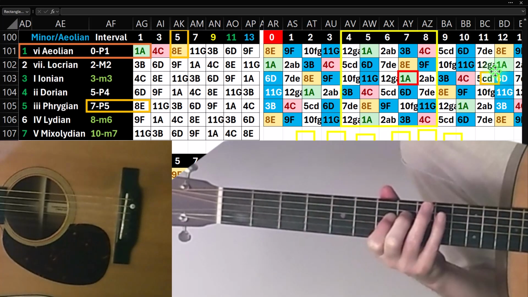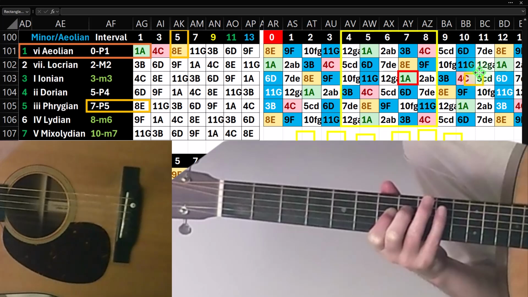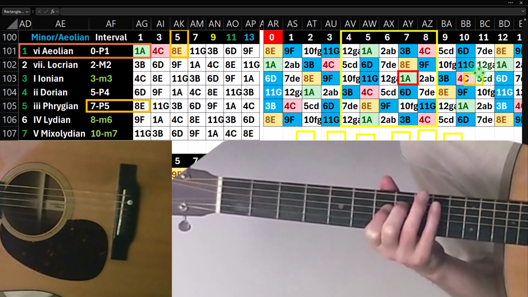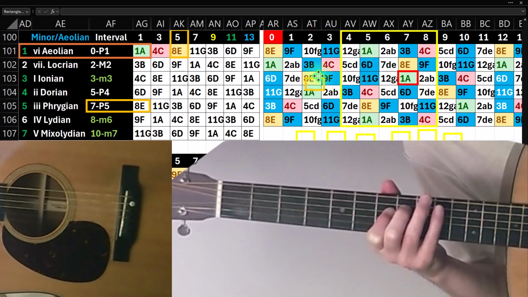I can't really reach it going up this way because it's 7 notes up. That's quite a ways. So maybe I go behind it. If it's 7 notes one way, 12 minus 7 is going to be 5. So I go 5 notes back: 1, 2, 3, 4, 5. And there it is there.